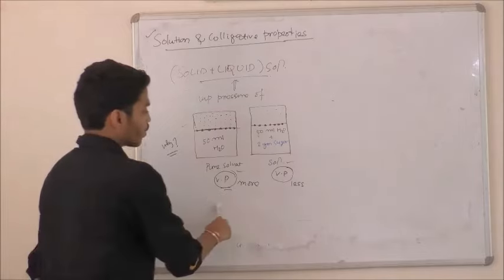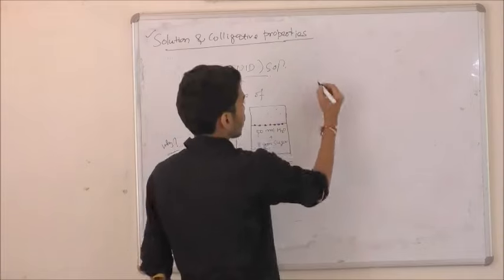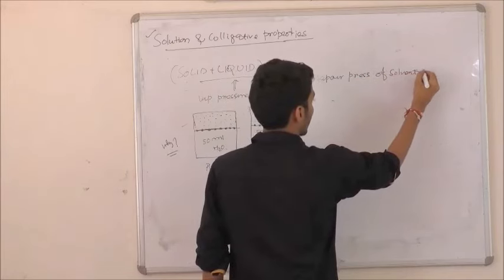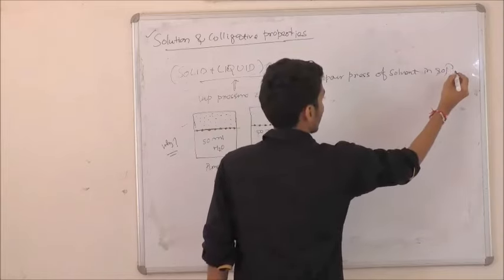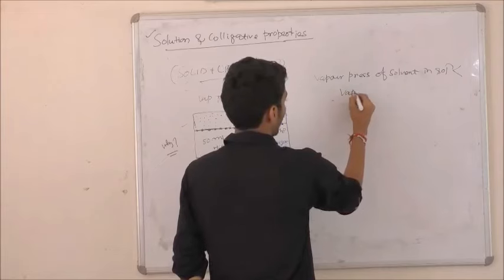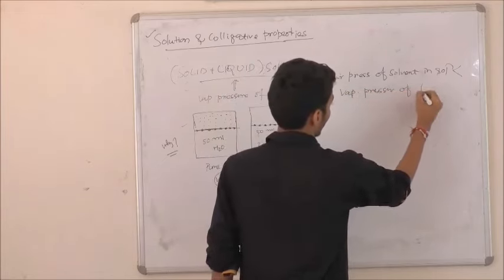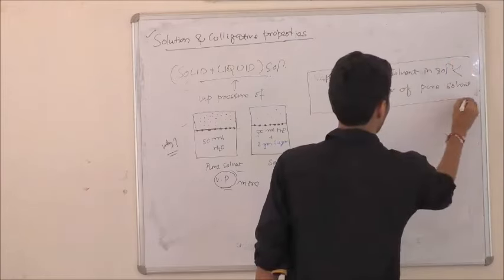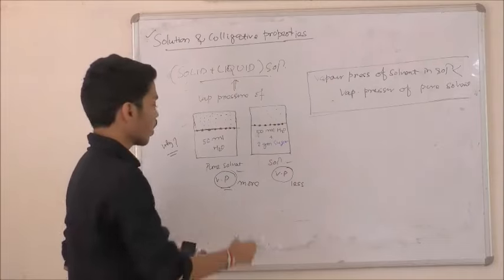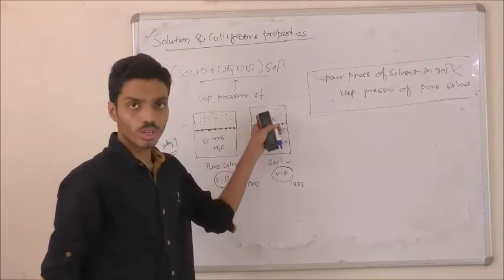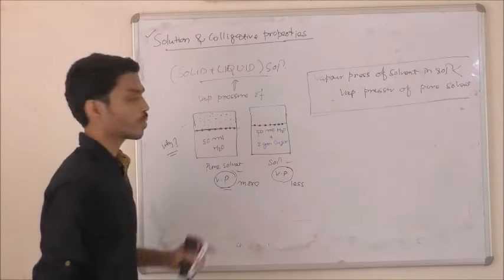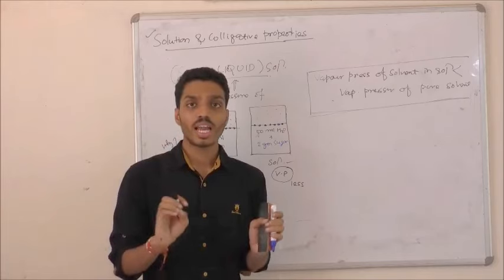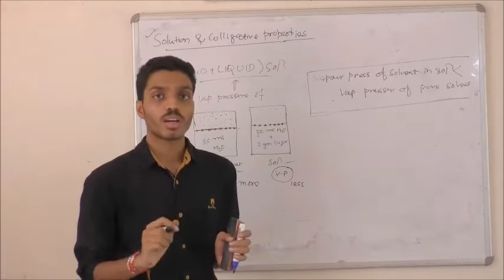Okay, so what we observed from this example is that the vapor pressure of solvent in solution is less than the vapor pressure of pure solvent. You should note this, which says that the vapor pressure of solvent in solution, or the vapor pressure of solution, is less than the vapor pressure of pure solvent. Okay, so here vapor pressure is more and here vapor pressure is less. So what we concluded is that when we add a non-volatile solute to a pure solvent, the vapor pressure decreases.